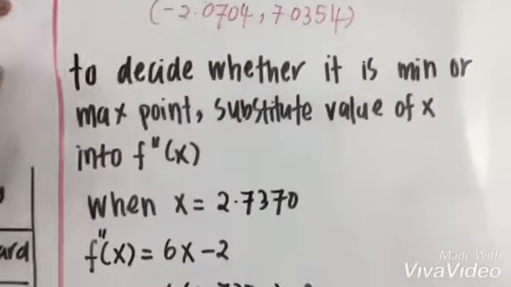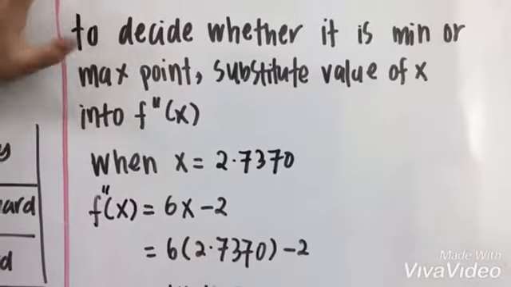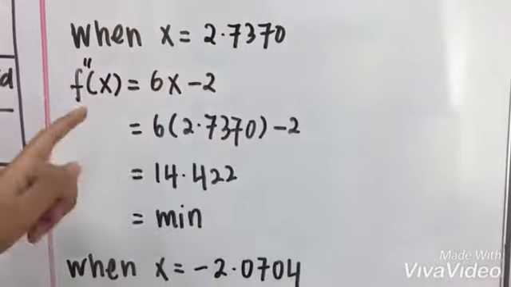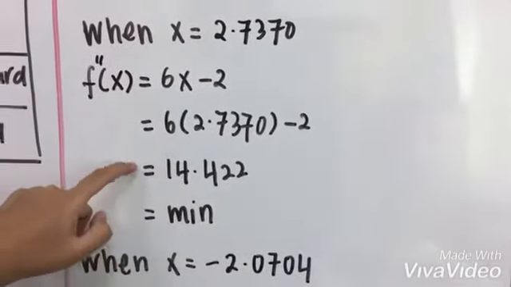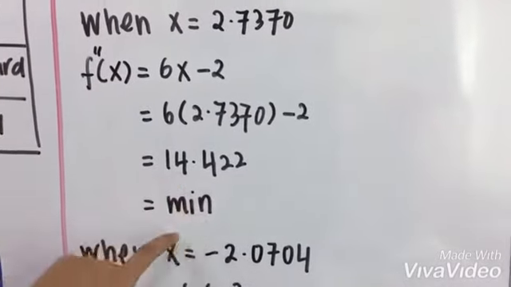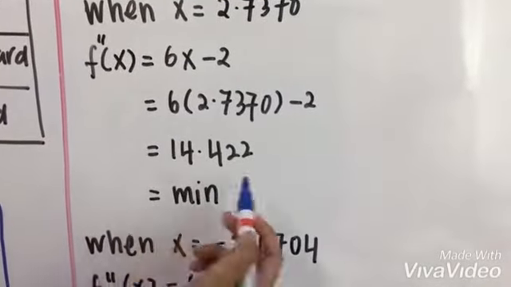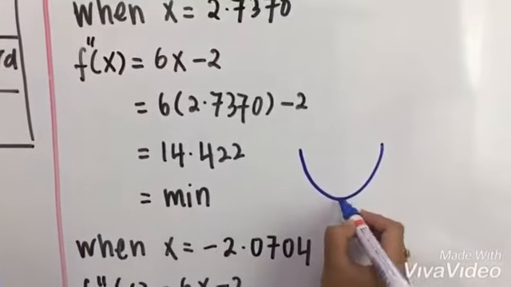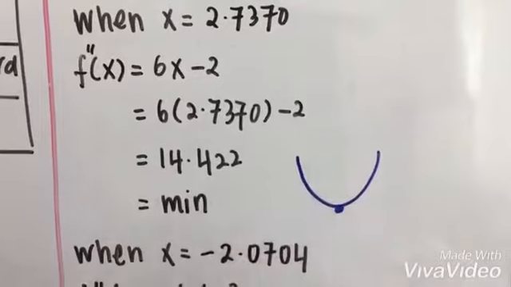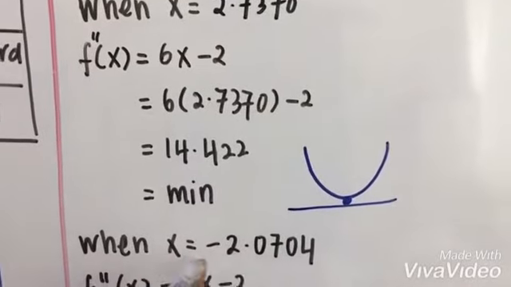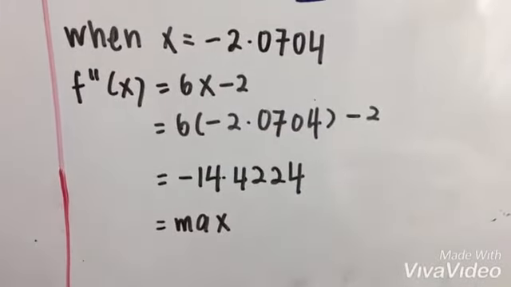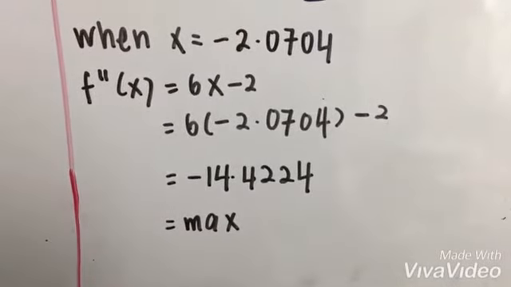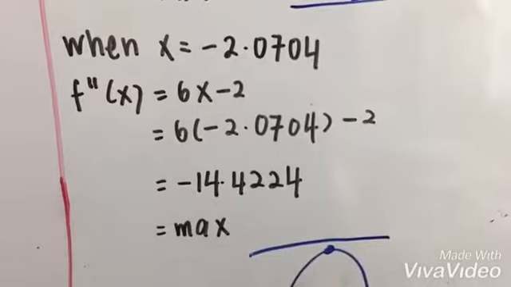And to decide whether it is a minimum or a maximum point, we substitute the value of x into the second derivative of the function. When x was 2.7370, we'll get 14.422, where it is a minimum point because it is positive. As everyone knows, a positive value will be drawn as a smiley, and the point is at the lower bottom, so it is a minimum. And when x equals negative 2.0704, we get negative 14.4224, where it is a maximum. The point is at the top, so it is a maximum point.